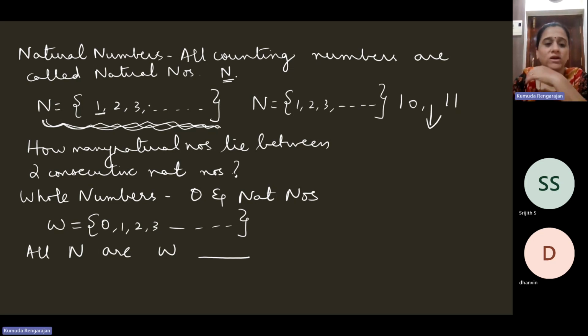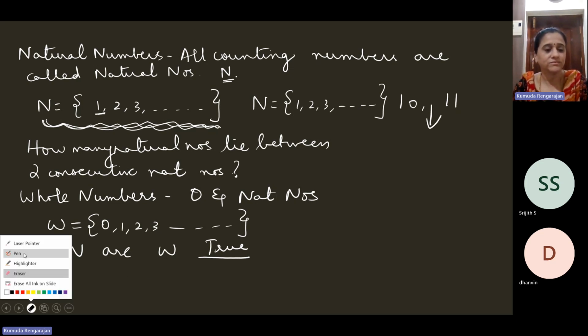What are whole numbers? All natural numbers including 0. What are whole numbers? All the natural numbers including 0. So that means all natural numbers are whole numbers. So all natural numbers are whole numbers. True.